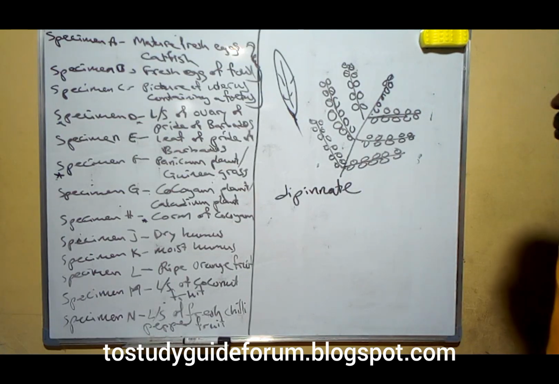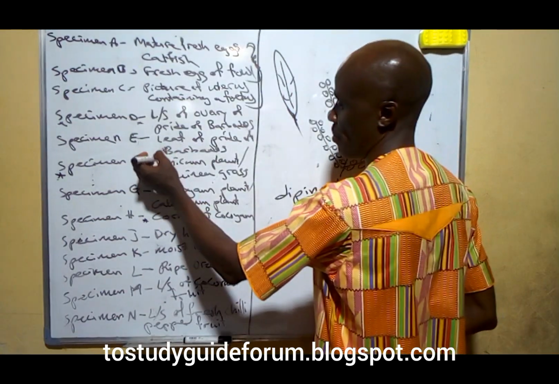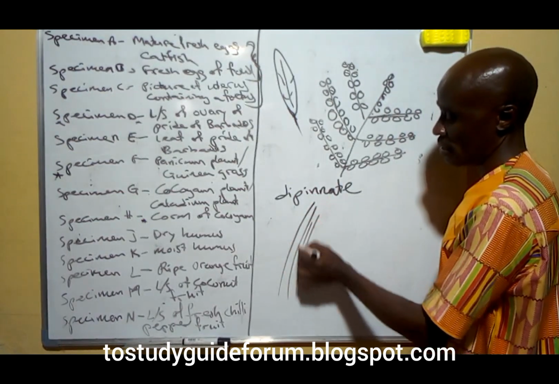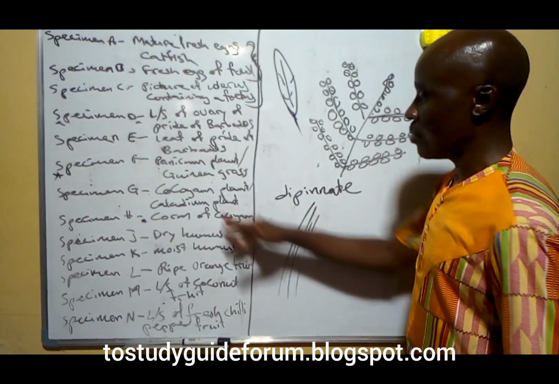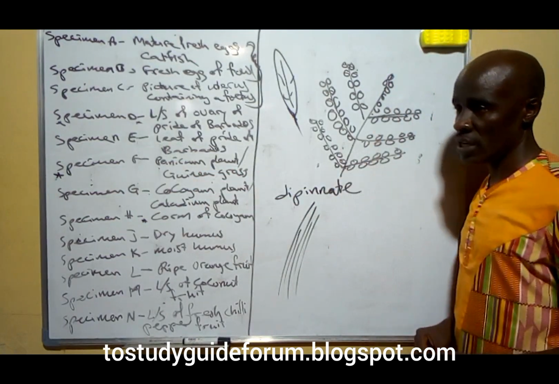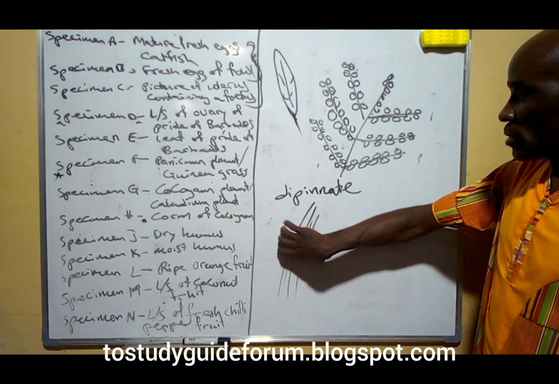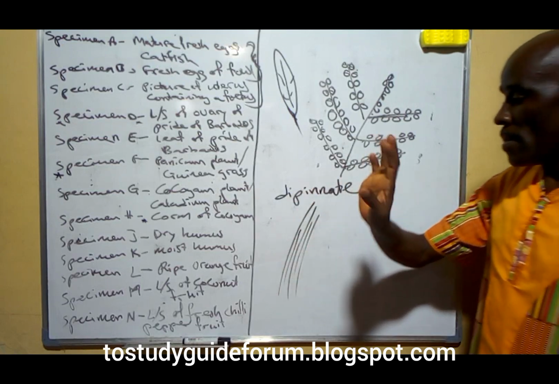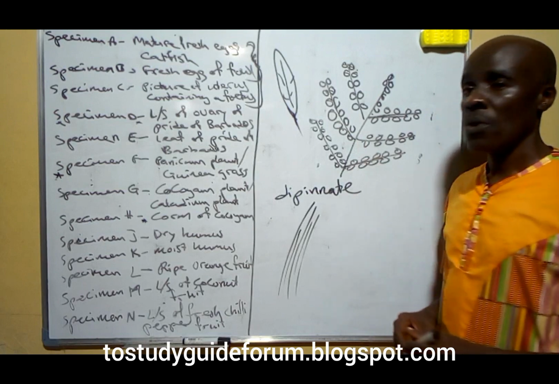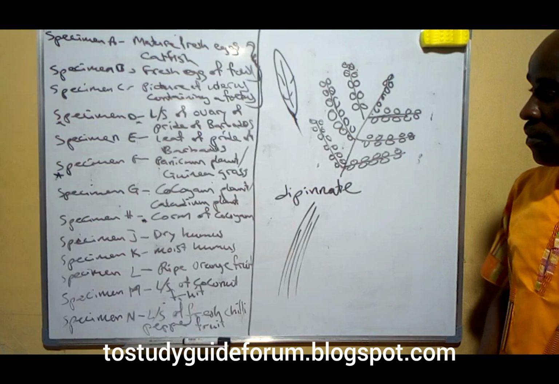Now, looking at specimen F and comparing both of them, this other one is parallel veined, and it belongs to the grass family, as against this one, which is net veined. In this case, this one is common with wind pollinated flowers, while this other one is for insect pollinated flowers. A good example of insect pollinated flowers.